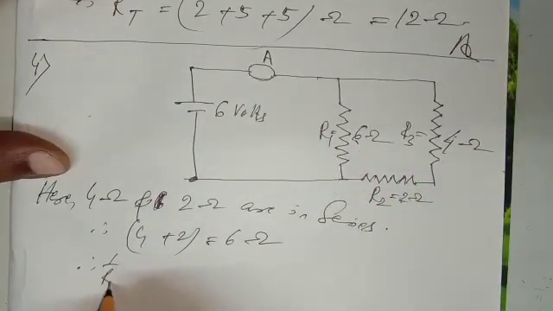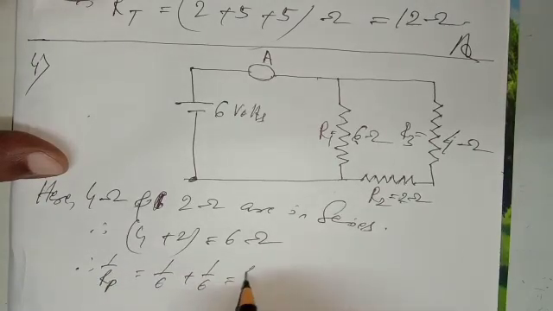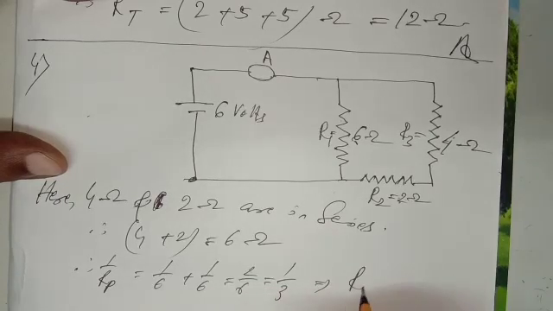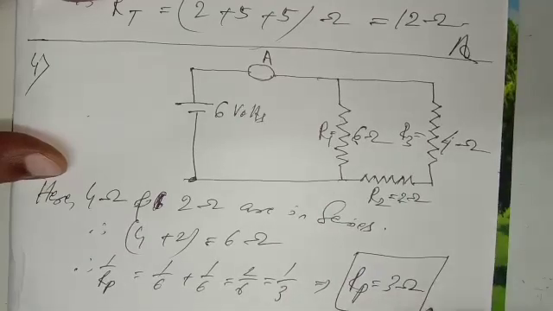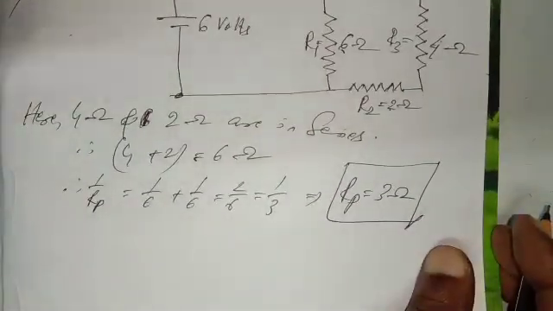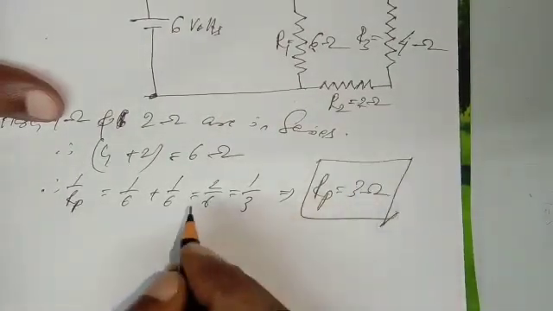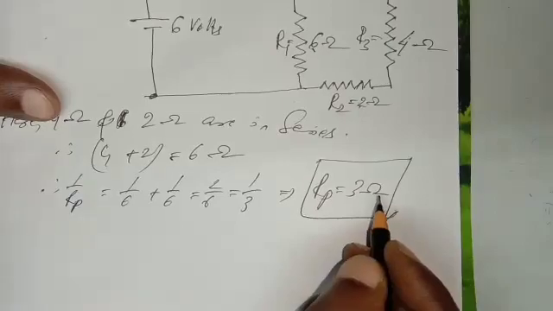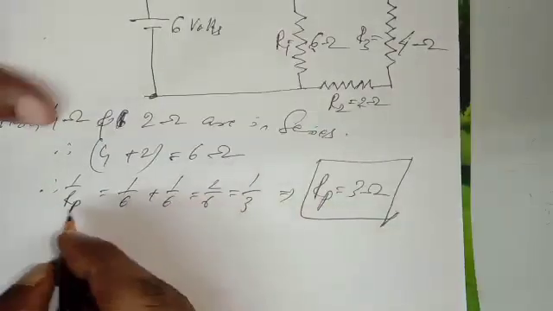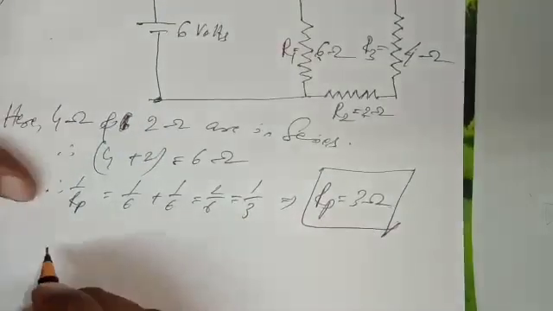Therefore, 1 by Rp is equal to 1 by 6 plus 1 by 6, coming 2 by 6, which is equal to 1 by 3. This implies Rp is equal to 3 ohm. That means the effective resistance of the circuit is 3 ohm. There is no resistor here, and the supply voltage is 6 volt. Therefore, what is the current?